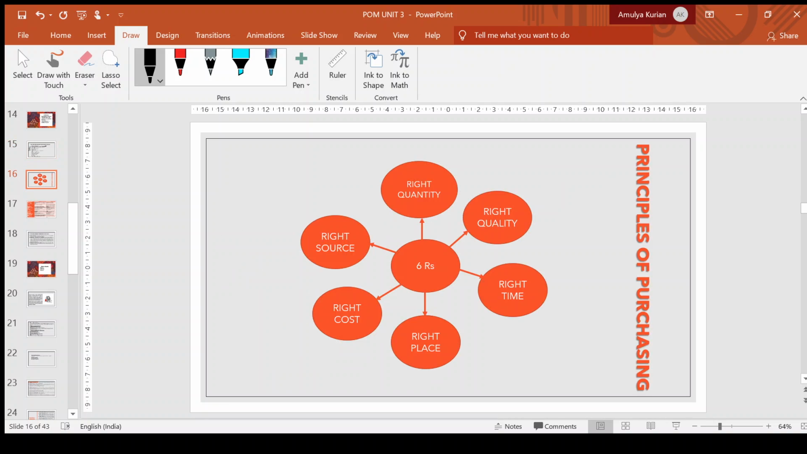Next one, the principles of purchasing. It is nothing but 6R. You can see: right quantity, quality, time, place, cost, and source. Quantity in the sense, the term quantity refers to the quantity that may be purchased at a time with minimum total cost and which obviates shortage of materials. That means, like, the minimum level which should be maintained in order to do the production in a smooth manner. That is the right quantity.